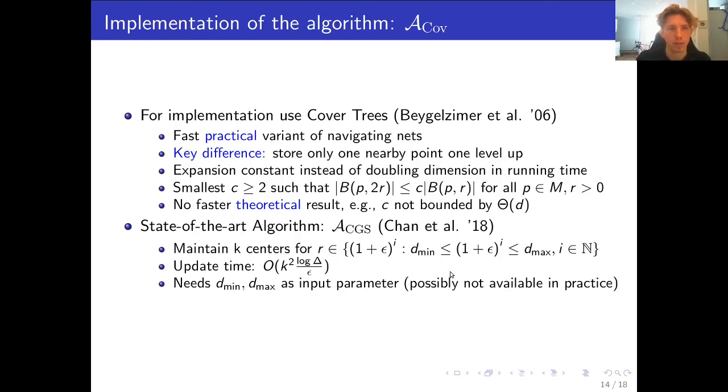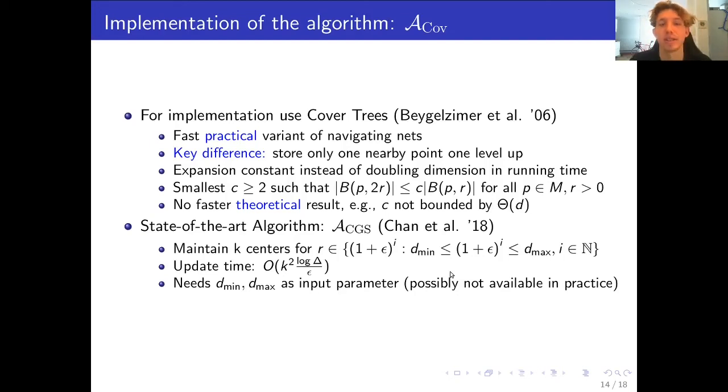So now let's talk about the implementation. What we did is we implemented this algorithm, but instead of using navigating nets, we used cover trees. This was described by Beygelzimer et al. It's a follow-up work of this navigating nets data structure, and it's a practical variation. So it's a fast practical implementation of this navigating nets data structure.